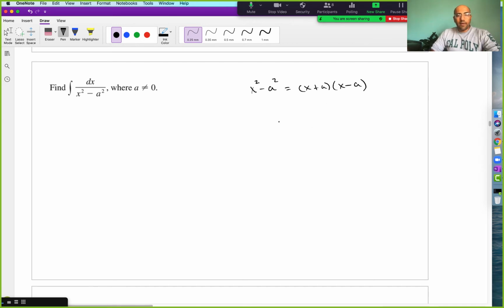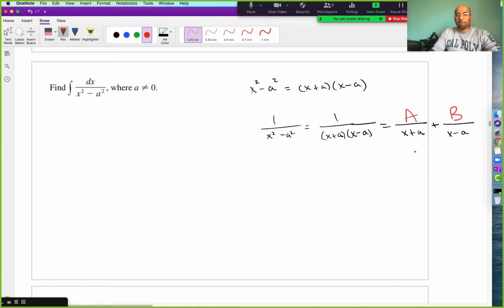Okay, so by our methods of partial fraction decomposition, we say that this is going to be equal to some fraction, which will have the x plus a in the denominator, plus some other fraction that will have the x minus a in the denominator. And again, we're looking for some constant capital A, some constant capital B. Good. It's our mission to find those two. If I can find those two, I'll figure out how to separate this guy.